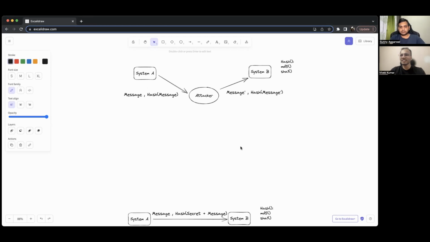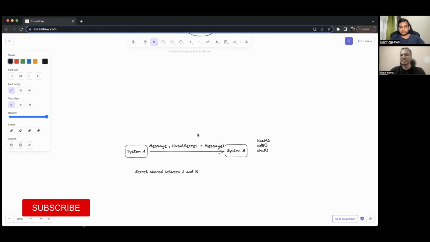To get around this, what they can basically do is have a shared secret between A and B. Both of them can have a shared secret. While system A is generating a request to be sent to system B, it will send the message as it is in the earlier request. However, while generating the hash, it is going to prefix the message with the secret which was shared between them. And since only system A and system B know the secret, only they will be able to generate the hash.